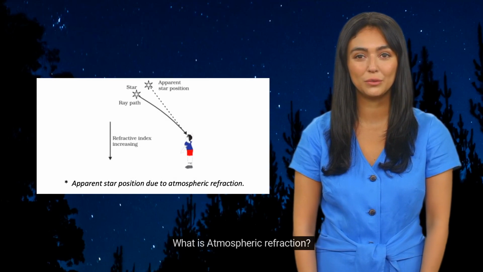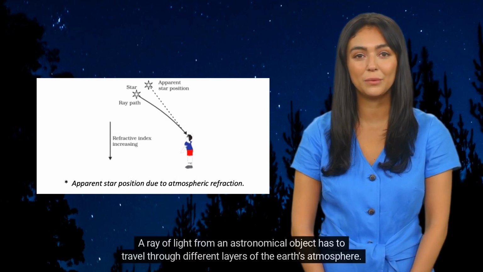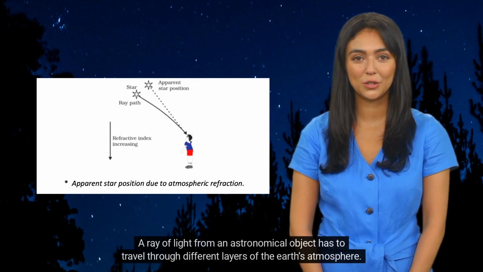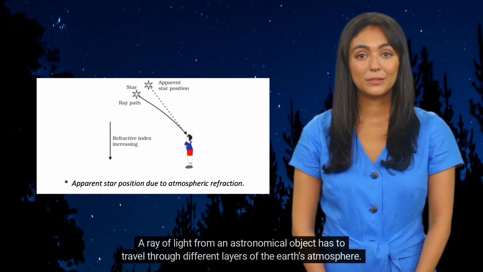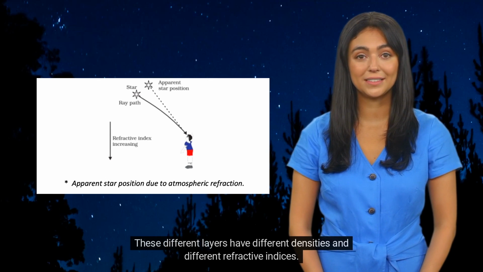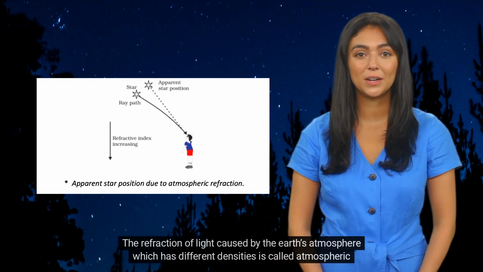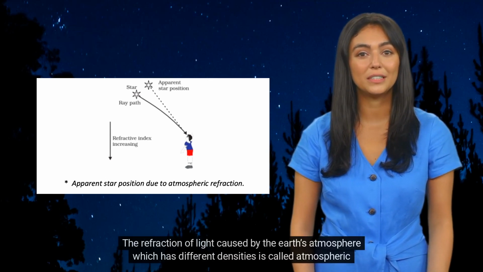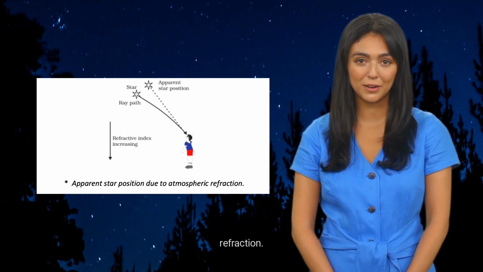What is atmospheric refraction? A ray of light from an astronomical object has to travel through different layers of the Earth's atmosphere. These different layers have different densities and different refractive indices. The refraction of light caused by the Earth's atmosphere, which has different densities, is called atmospheric refraction.